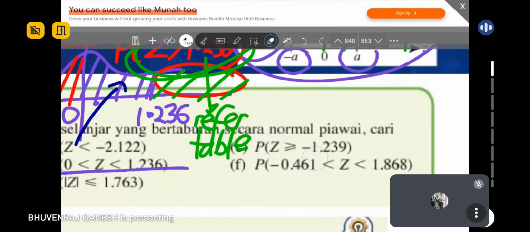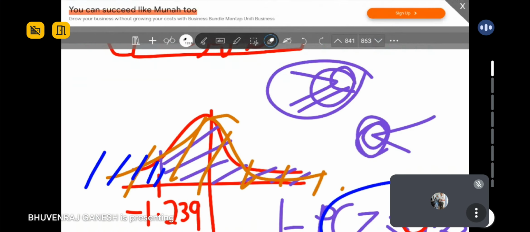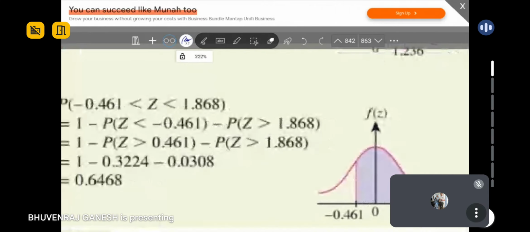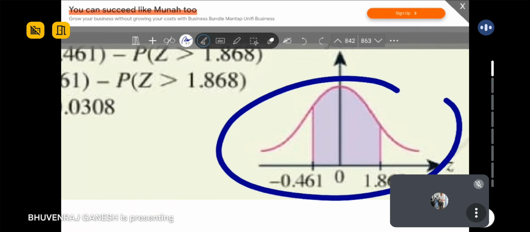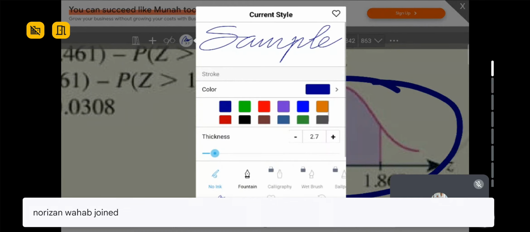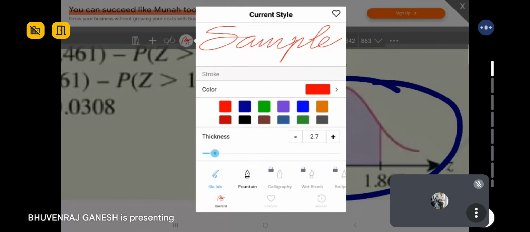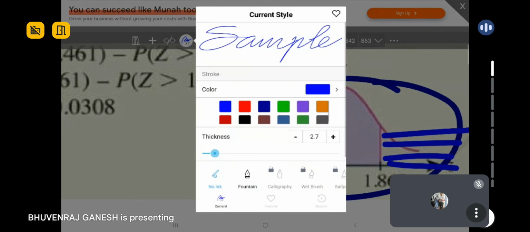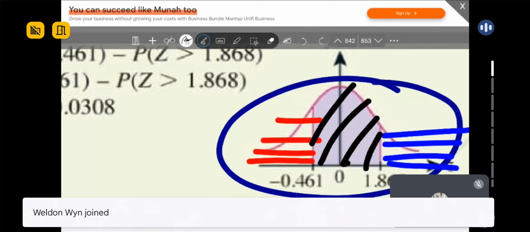Question F. Okay, so again, you must draw the graph to understand better. Kamu lukis graph. Okay, you can draw your graph like this. So, the concept is, you take the area of the whole graph minus the left-hand side, yang sebelah kiri, minus the right-hand side, sebelah kanan. Do you all see it? So then you will get the black color area yang kamu kena cari. Boleh faham? So ini adalah konsep yang kita guna untuk soalan macam ni.